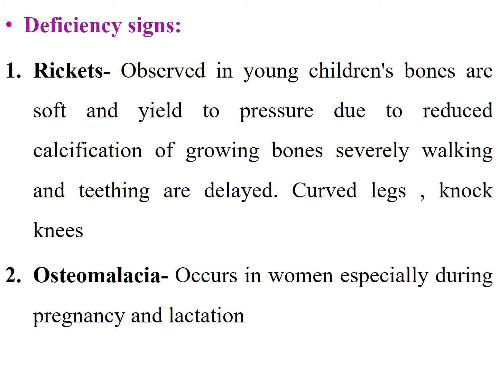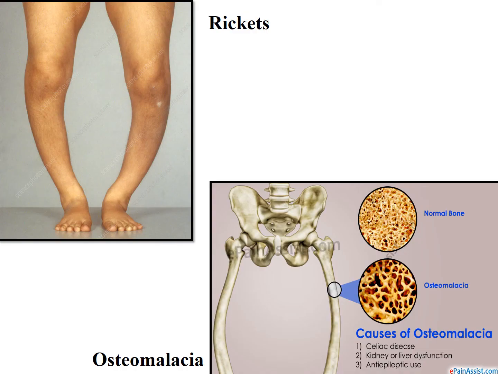The next deficiency symptom of vitamin D is osteomalacia. Osteomalacia mainly occurs in women, especially during pregnancy and lactation. Here is the picture which shows the typical symptoms of rickets and osteomalacia. In the picture of rickets, you can see the knocking of the legs, so the children cannot stand properly because of this rickets problem.